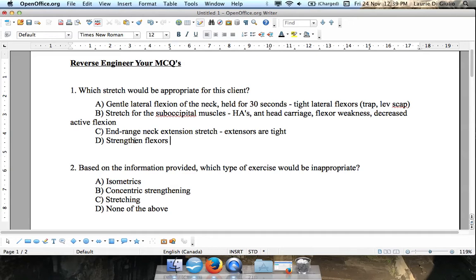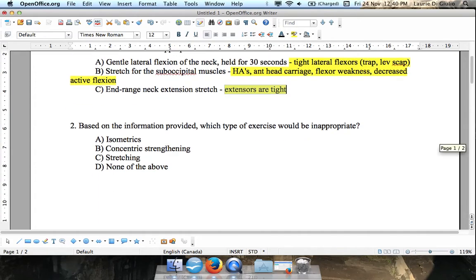Strengthening flexors. Now if we look at this option, we negate it even before we look at the case study, because the question is asking you for a stretch. So if the option says strengthen, it's out. It doesn't matter. It's never going to be the answer if the question is asking you for a stretch that would be appropriate. Okay, so we have a few options here. Let's highlight these. After you've created some of these options for the possible answers, when we look at the case study, we're going to see if these things appear in the case study to help us answer this question. So let's just do the next question.